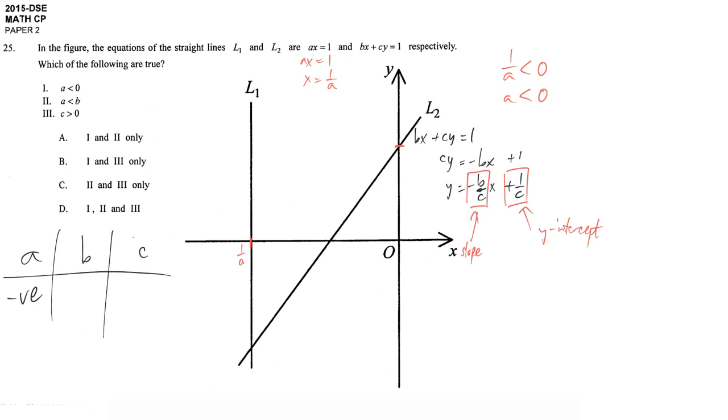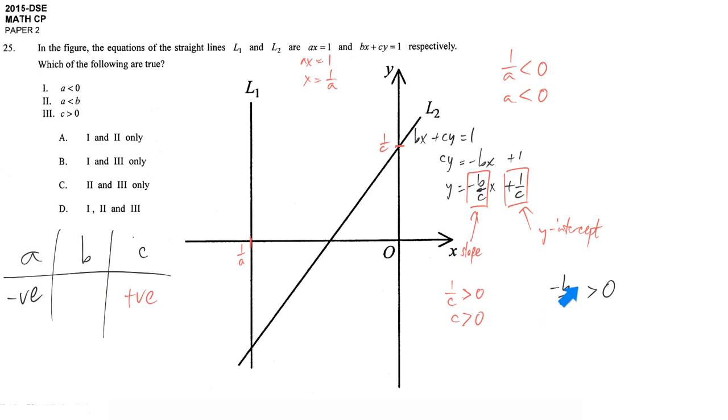Because the y-intercept looks simpler, only one unknown is involved, so I consider 1/c first. 1/c is above the ground, so it is larger than 0, which means c itself is positive. And now we can consider the slope. This line is going upward, which means the slope should be positive. So I start calculating: negative b over c, the slope should be positive.